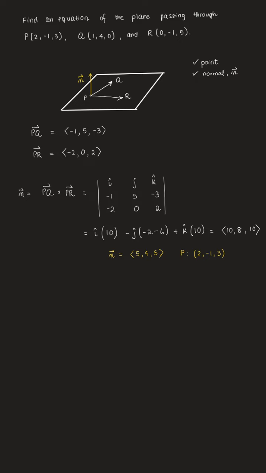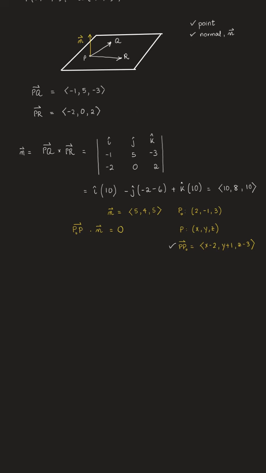So here's what we do. We take vector P0P, where P0 is our known point, and we dot it with N to get 0, since any vector on the plane dotted with a perpendicular vector will give us a dot product of 0. And here P is just going to be a general point on the plane, x, y, z. All right, so P0P is going to be x minus 2, y plus 1, and z minus 3. Now the dot product between P0P and our normal N will generate the equation of the plane.